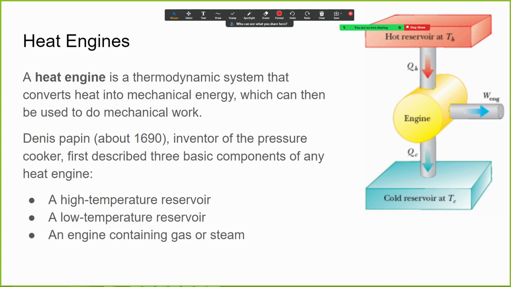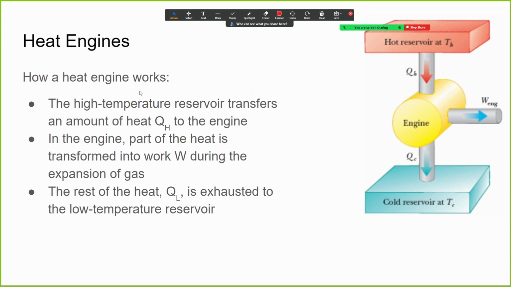And so how a heat engine actually works is that the high temperature reservoir is going to transfer some amount of heat QH to the engine. And then in that engine, part of the heat is going to be transformed into work that can expand the gas, while the rest of the heat is exhausted to the lower temperature reservoir.